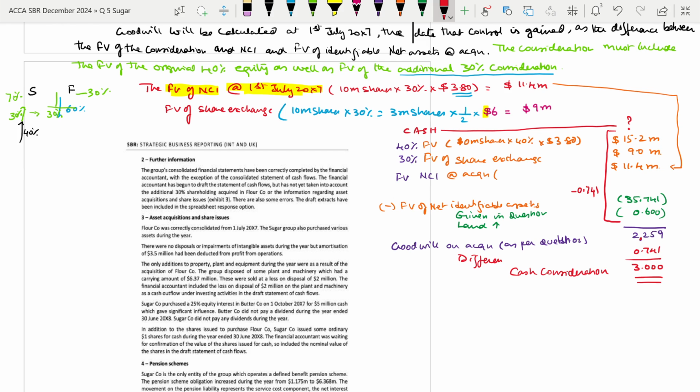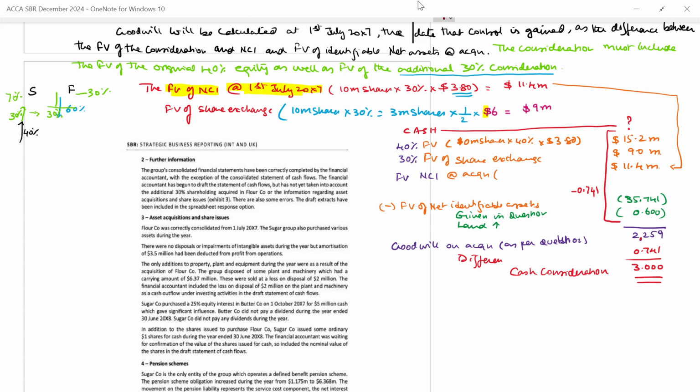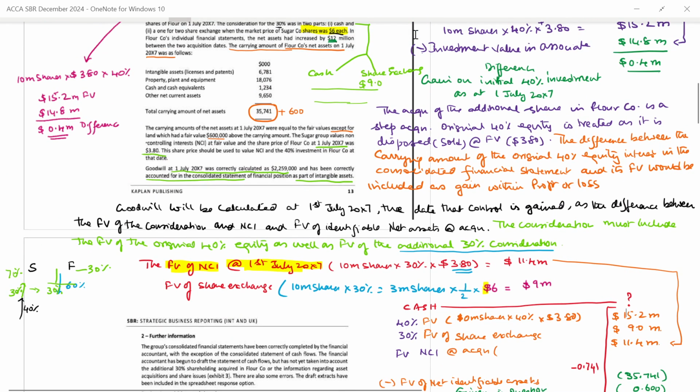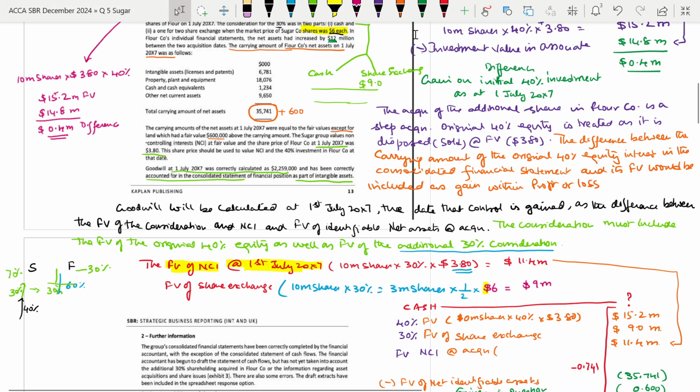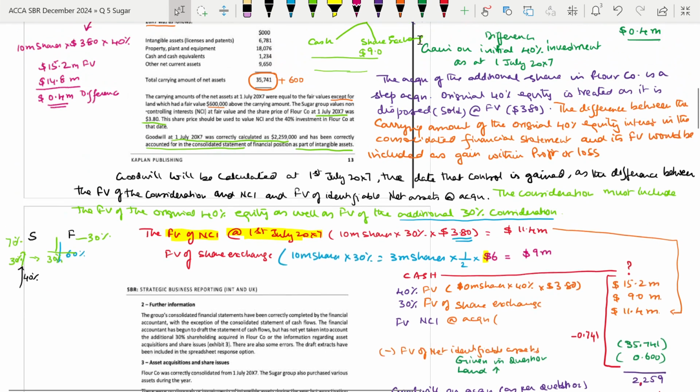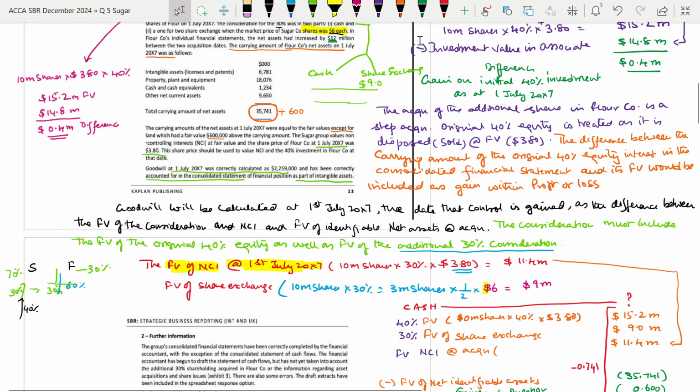Now, what are they asking? Fine, we have calculated. Now they are asking how much you have paid for goodwill in the statement of cash flows. How much is the cash consideration? Cash is how much you have paid? 3 million. Is it right? How much have you paid in cash? 3 million.